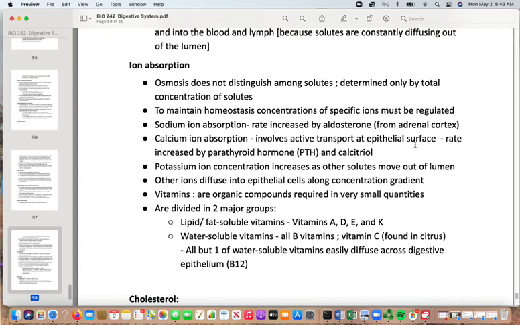Potassium ion concentration increases as the other solutes move out. And then other ions diffuse into the epithelial cells along the concentration gradient. So vitamins, they are organic compounds. They're required in small quantities. We have two categories: the lipid or fat soluble are vitamins A, D, E, and K. And then your water soluble vitamins are all of the B vitamins and vitamin C, and all but one of these are easily able to diffuse across the digestive epithelium. B12 is that difficult one for digestion.